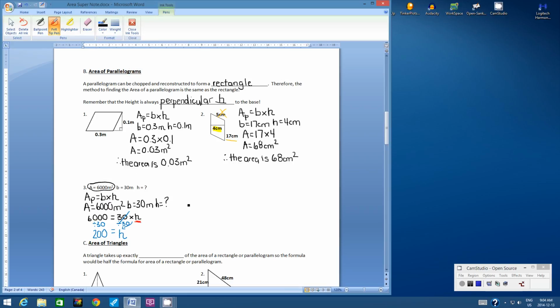Okay, so let's not forget our concluding statement. Therefore, the height, remember it's not the area, that's not what we were asked to solve. The height is 200. And let's not forget, sorry, our units of measurement. It is meters. Now be careful, it's not meters squared because it's not asking for the area. It was asking us to solve the height. So hopefully these type of questions are getting a little bit easier to understand.